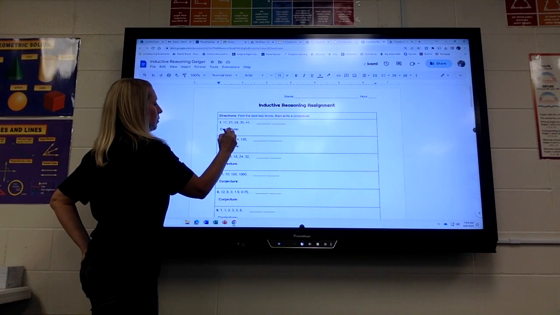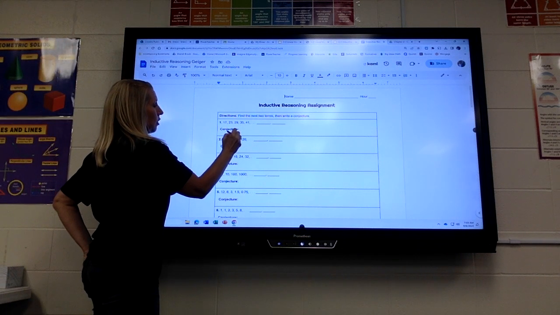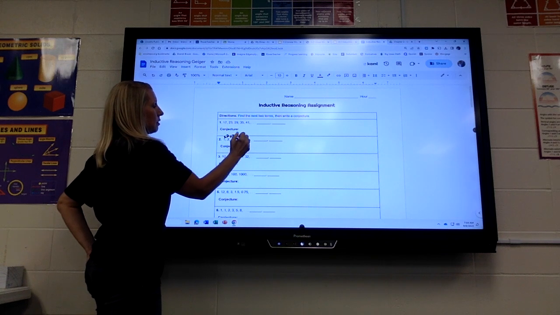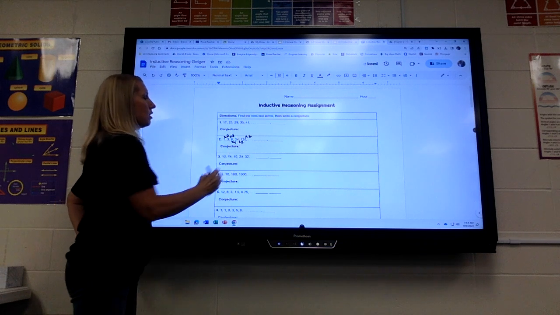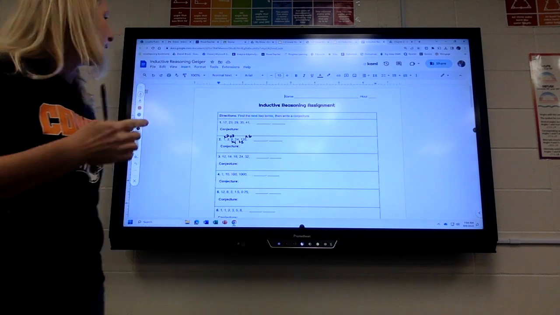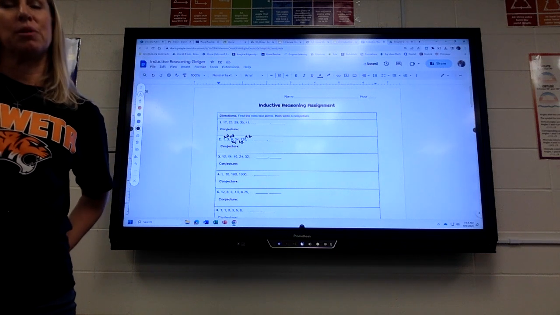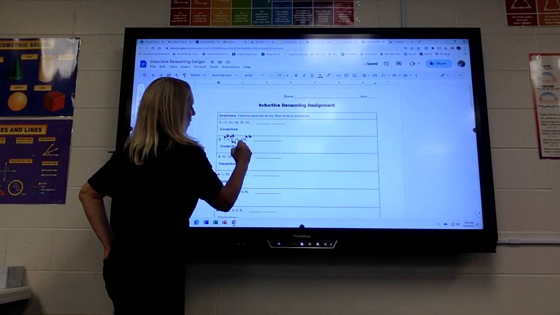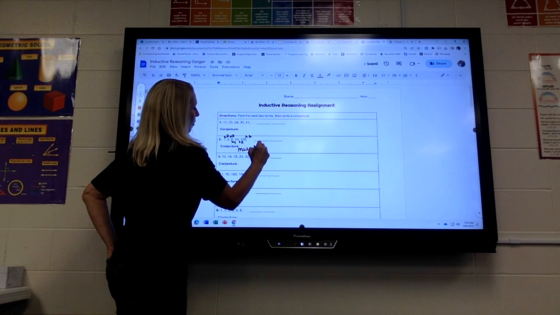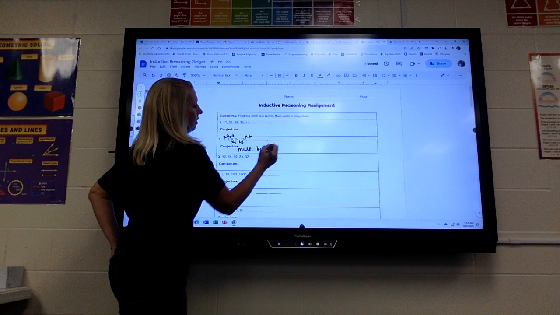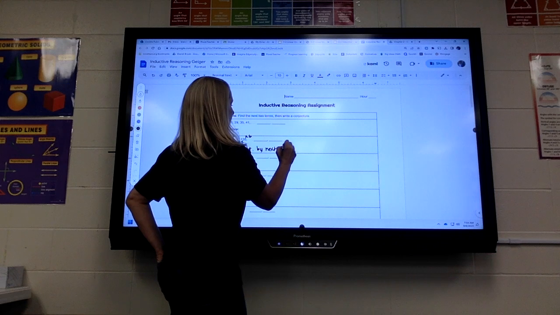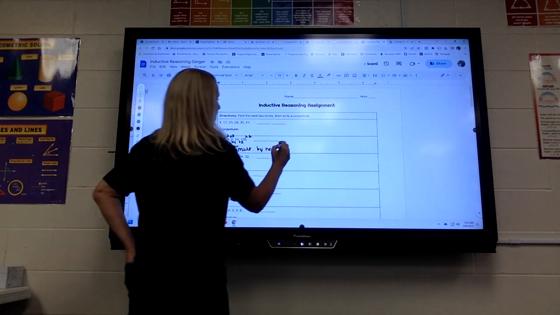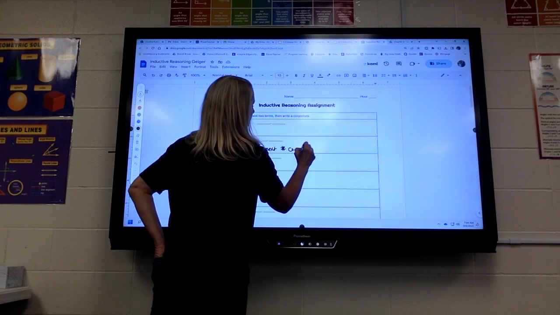So 1 times 2 is 2. 2 times 3 is 6. 6 times 4 is 24. 24 times 5 is 120. So just do 120 times 6 to get the next number, and then you'll do the next number times 7 to get that. So the conjecture is multiply by the next consecutive number.